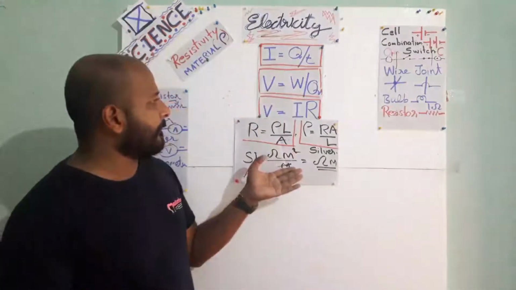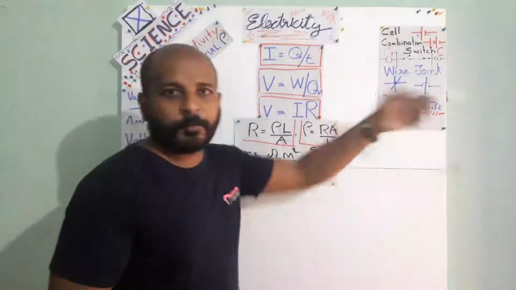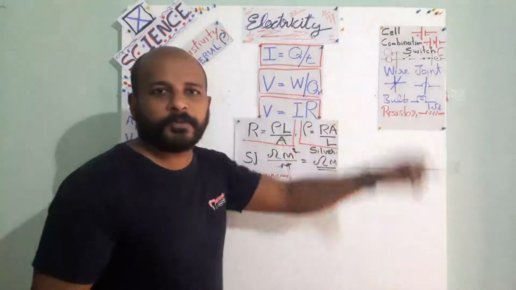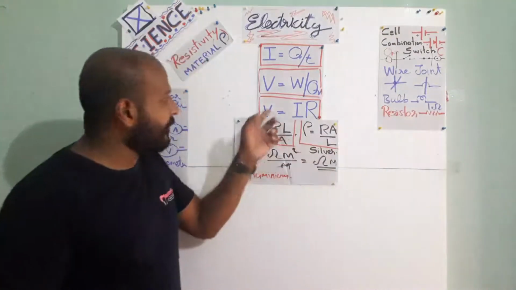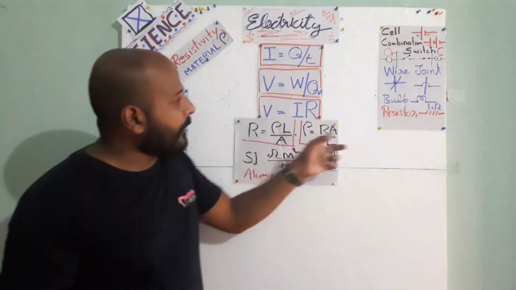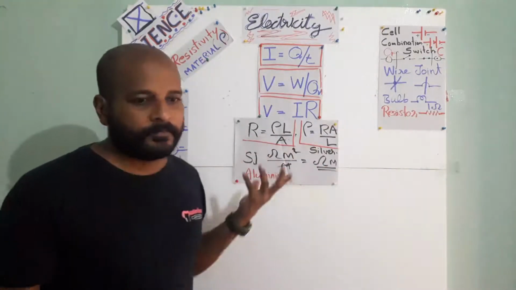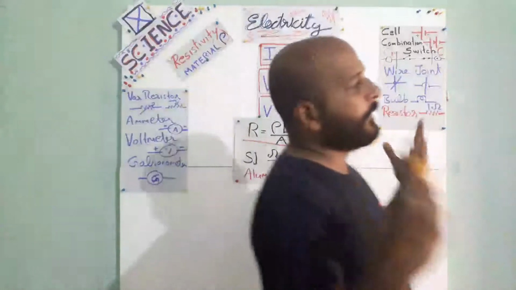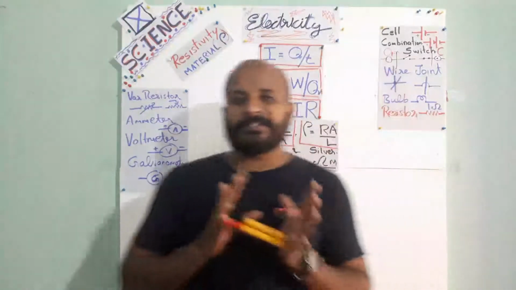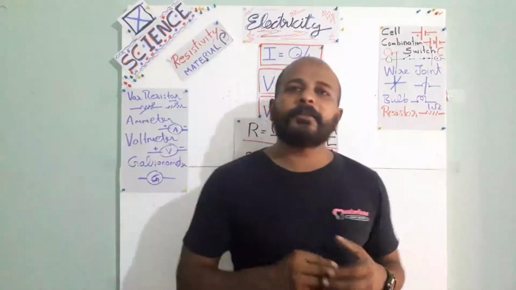Next one is resistivity. Resistance is directly proportional to length and inversely proportional to area, with proportionality constant rho. So rho is equal to RA by L. Unit is ohm meter. Isn't it? So that's it. I hope you understand this part. From the next day onwards we will continue in the next class.